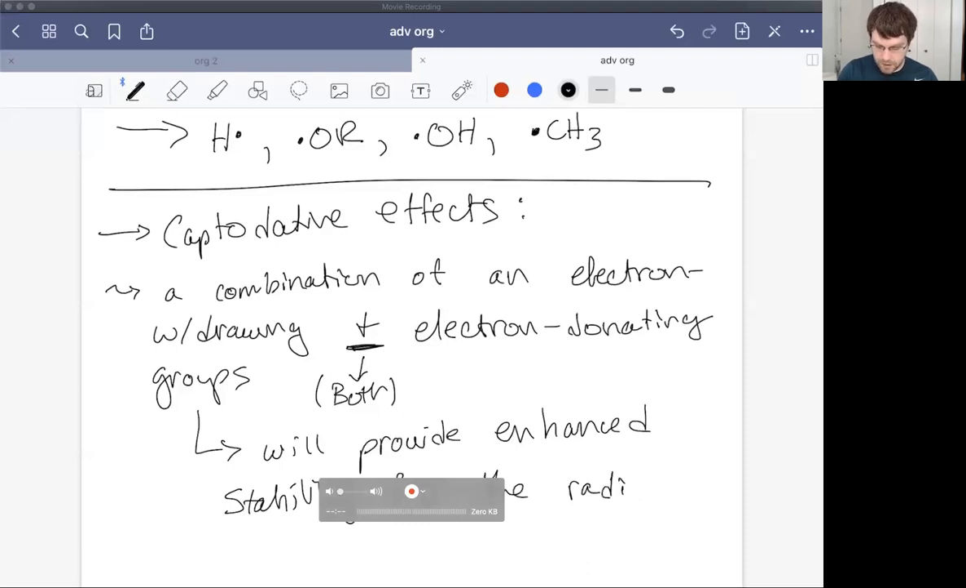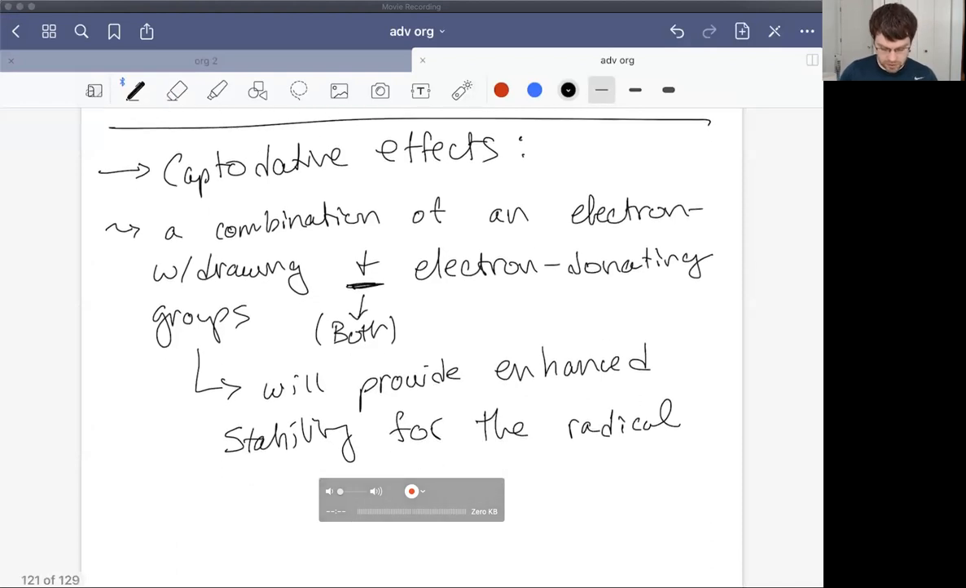Okay. Let me just say this in shorter words. If you have an electron donating group and a withdrawing group next to a radical, you will have a greater stability than the stability of either an electron withdrawing or an electron donating group by themselves. Now let's take a step back and talk about stabilizing radicals with electron donating groups and electron withdrawing groups.